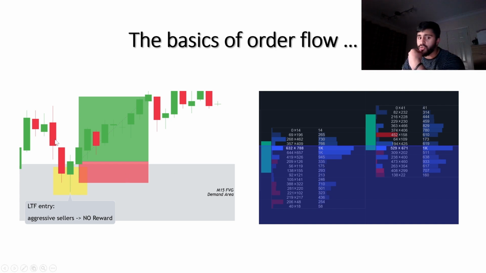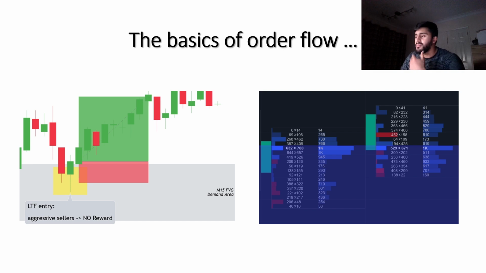So we have a lot of aggressive sellers coming into this zone. Despite that, the market moves up. So this tells us that buyers are in control. There's more aggressive sellers than there are aggressive buyers, and despite that, the market moves up. So what this shows us is that there's passive buyers sitting at that level.